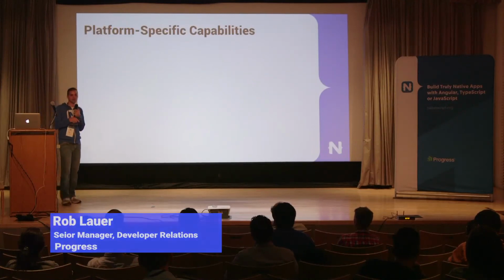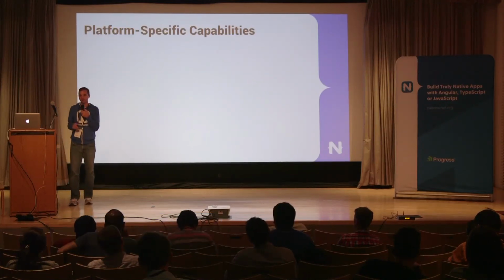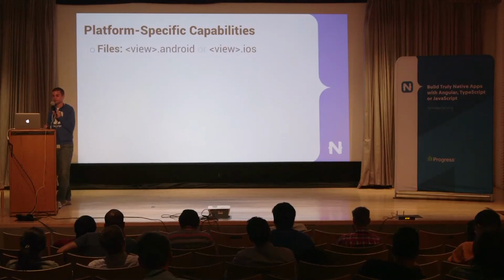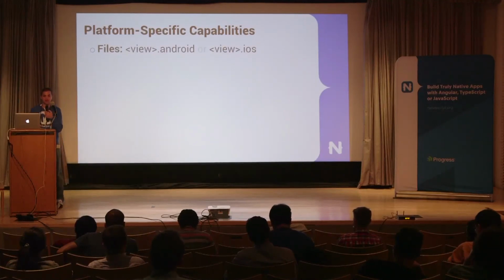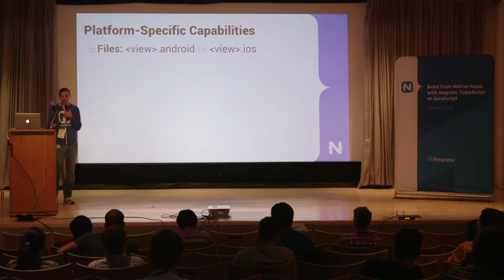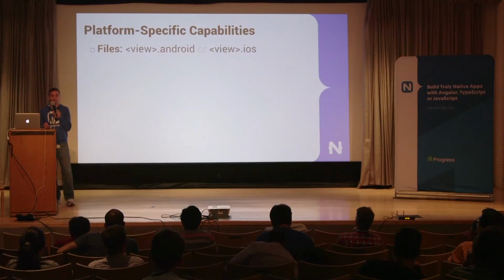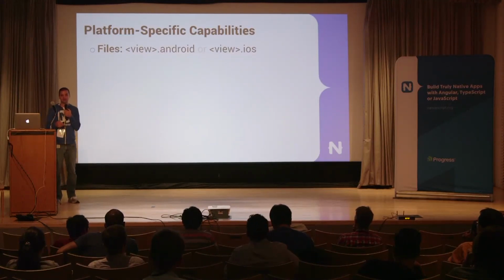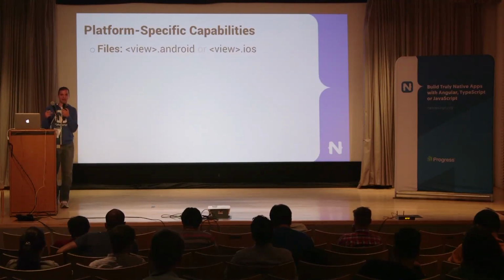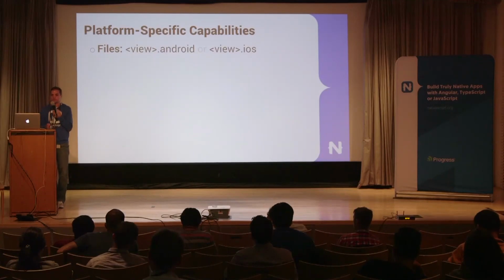Now, as an aside, I do want to mention the platform-specific capabilities of our UI. There's a few different ways to handle platform-specific behaviors. The first is with files themselves. So I can actually name my files differently depending on which platform I want them to be viewed on. So in my example before, if I had a main-page.android.xml and a main-page.ios.xml, I'll give you one guess of which files show up on which platform.